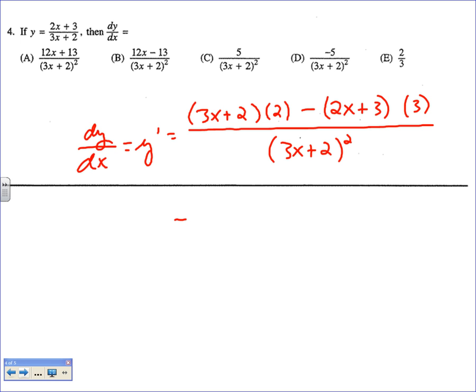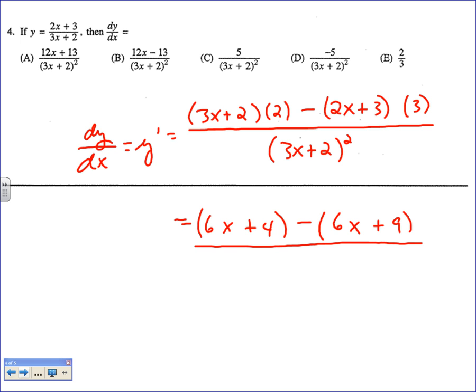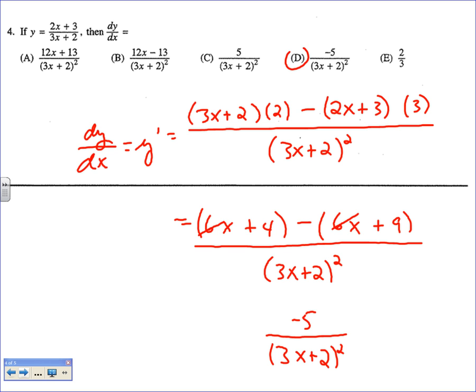So let's see what's going on with that top. If we multiply it out, don't we get 6x plus 4 minus, don't we have 6x plus 9? And again, it's all over that common denominator, 3x plus 2 quantity squared. Don't the 6x's knock each other out? Don't we have 4 minus 9, which would give us that negative 5 in the numerator, and in the denominator 3x plus 2 quantity squared. And that matches up perfectly with the answer D.